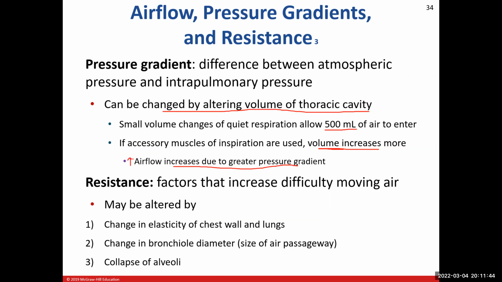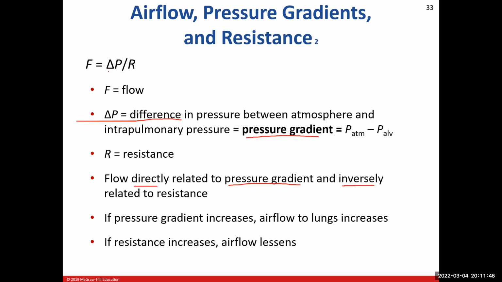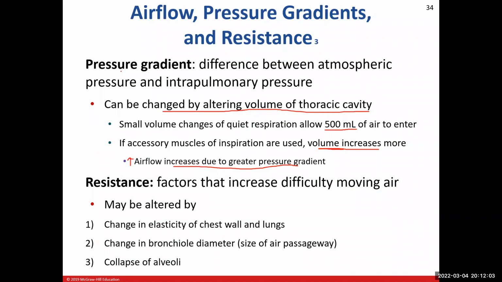Go back to the equation here. Here's our pressure gradient. If we increase the volume in the thoracic cavity, taking deeper breaths, we will increase the amount of air entering into the cavity. We're going to increase that pressure gradient, and by doing so, we are going to increase the airflow there.